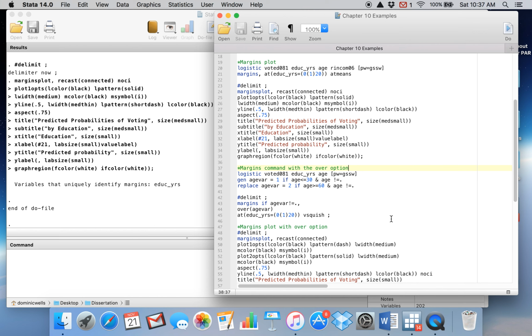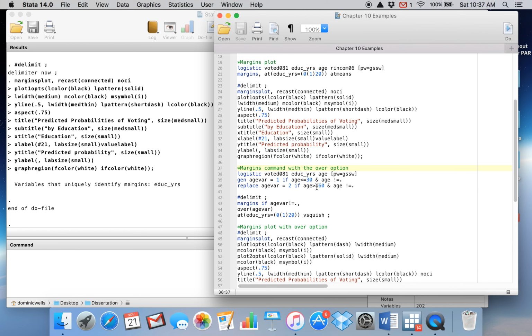So what we're going to do is generate a new variable, because we want to look at 2 different groups of ages and the probability of voting as education increases. Let's do that first. We're going to do our logistic regression again, and then create a variable that has age for under 30 and age for over 60, to see how the probabilities are different for people with a certain level of education under 30 than they are over 60.